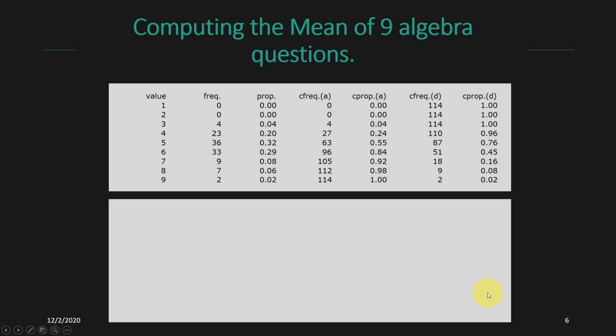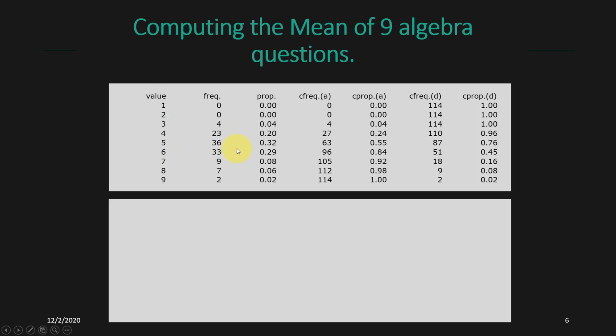Okay. Let's do the same thing, but for the 9 algebra questions. So again, all of the values in our frequency table here are the same, but briefly, let's just look at the different values and how they're distributed. So no one got a 1, no one got a 2. We had 4 people get a 3. We had 23 people get a 4, 36 people get a 5, and 33 people get a 6.